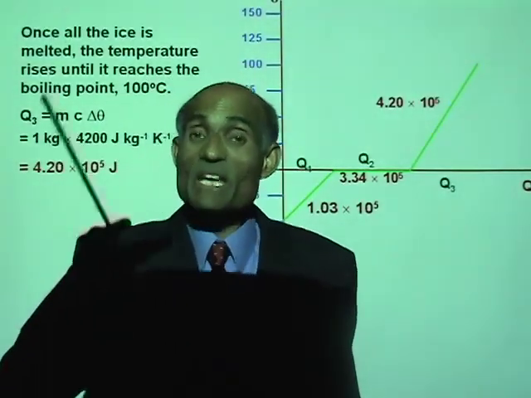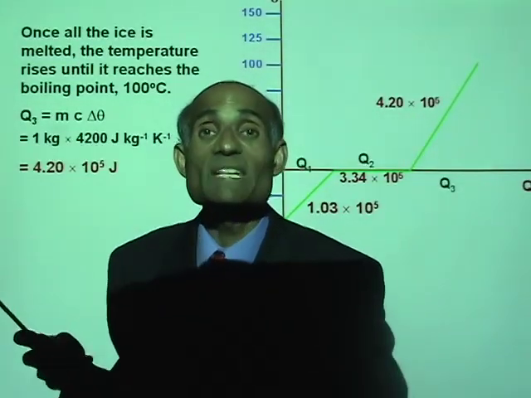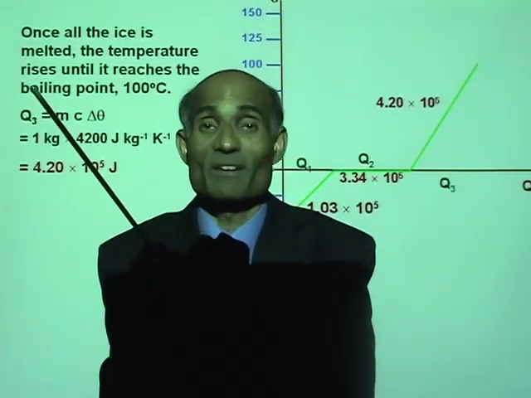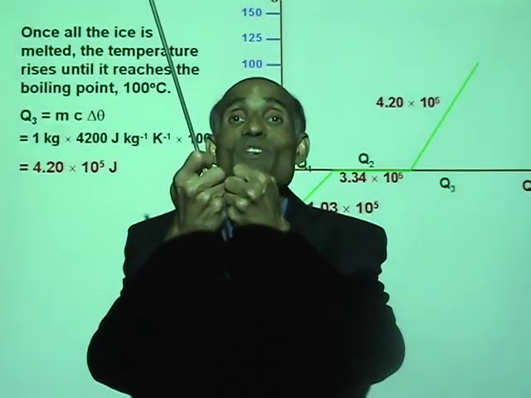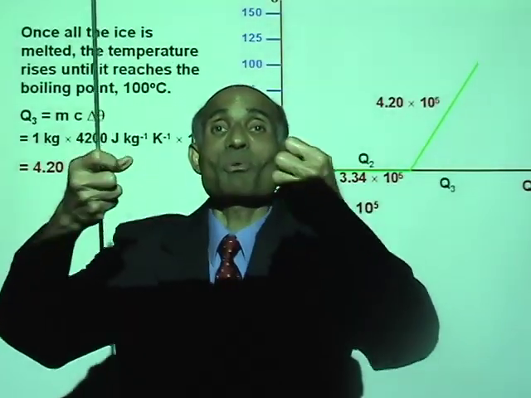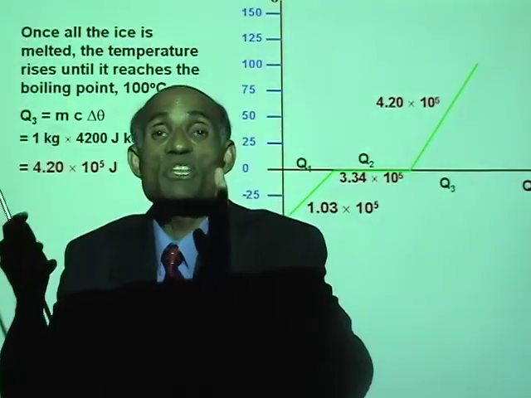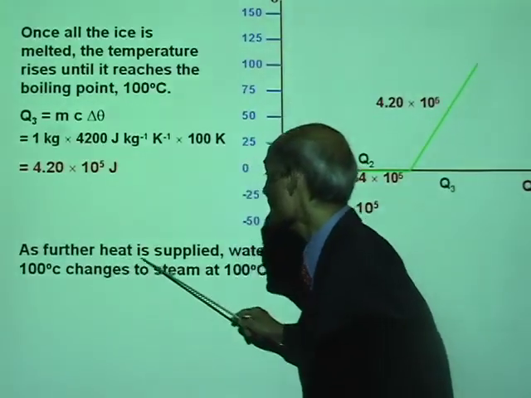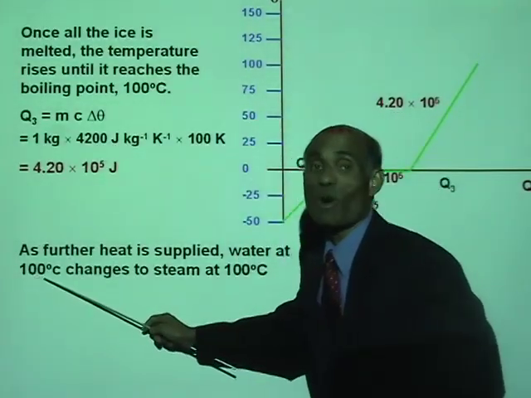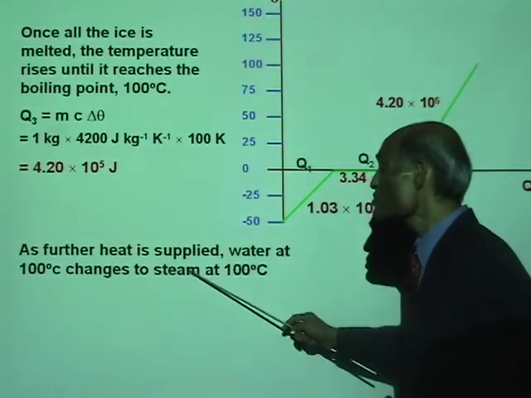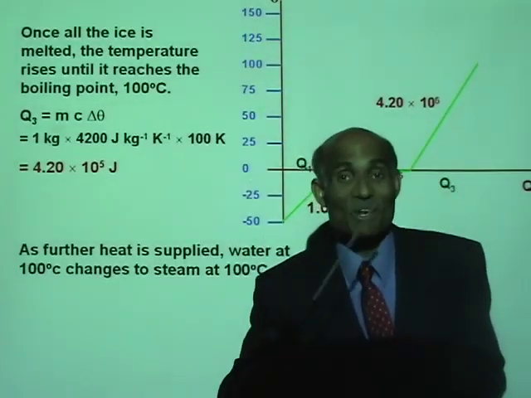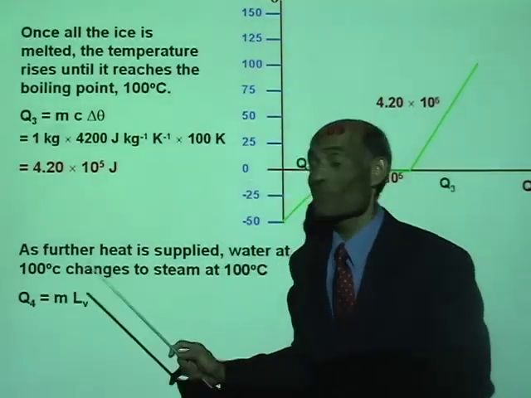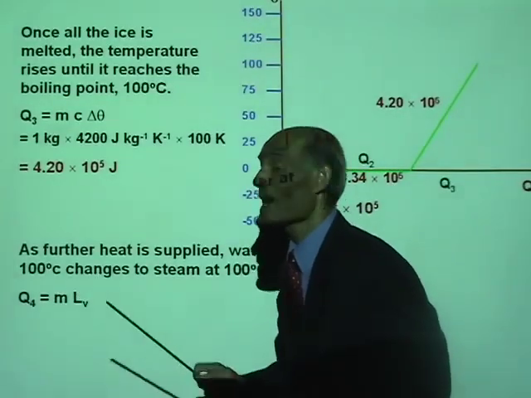Okay, we are supplying heat now. What happens to the amount of heat absorbed by water? Now the temperature will not increase any further. The additional heat absorbed by water is now used to increase the potential energy of the molecules, to change the state from liquid to vapor. Alright? As further heat is supplied, water at 100 degrees Celsius changes to steam at the same temperature without changing in temperature. So the quantity of heat Q4 this time is mass multiplied by latent heat.